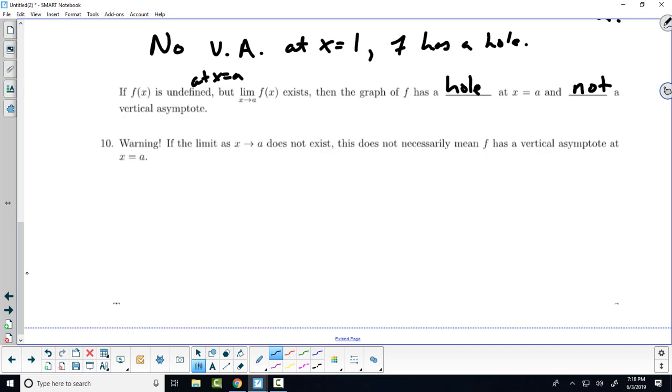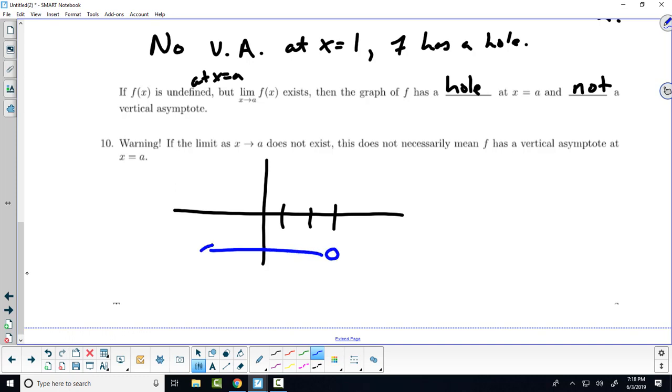Warning, if the limit does not exist, that does not necessarily mean that f has a vertical asymptote there. We've seen lots of examples of that. So for example, we had this one last time, the graph of f of x equaling the absolute value of x minus 3 over x minus 3. Does the limit exist at 3? No. How come? The left and right hand limits don't agree with each other. Do I have a vertical asymptote at 3? No. In fact I have holes there, but they're kind of left hole and right hole.